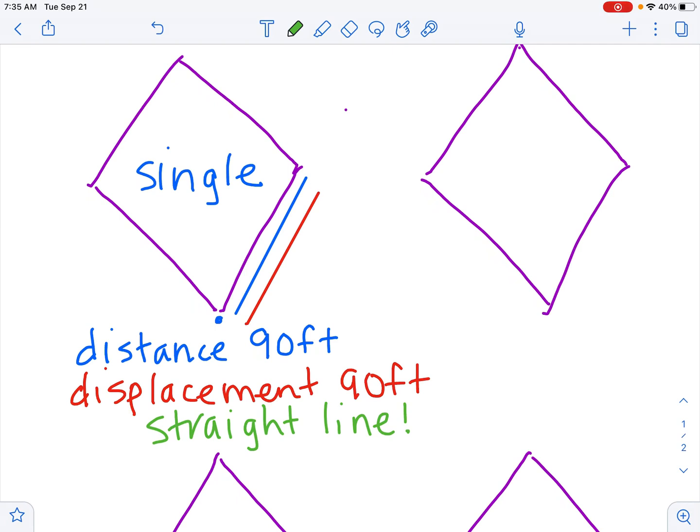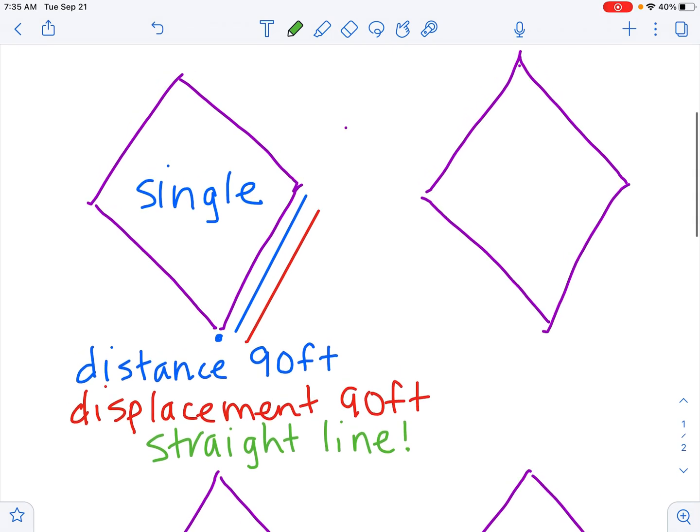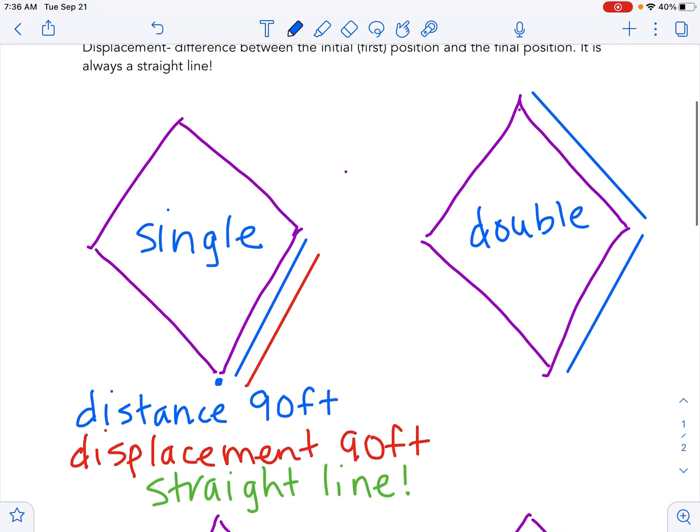Alrighty, so let's take a look at what happens when we hit a double. All right, so let's go ahead and put a double here. And so here is our batter and goes to first base, yay, goes to second base, okay? So the distance that batter is traveling is 90, and 90 is 180 feet. So far, so good? All right, now what about displacement?